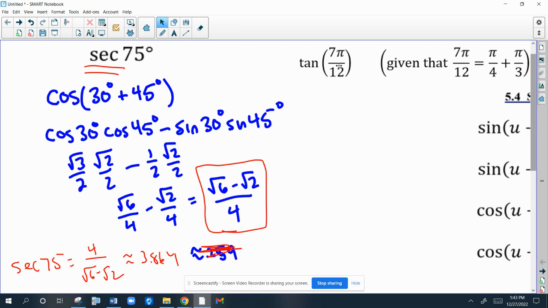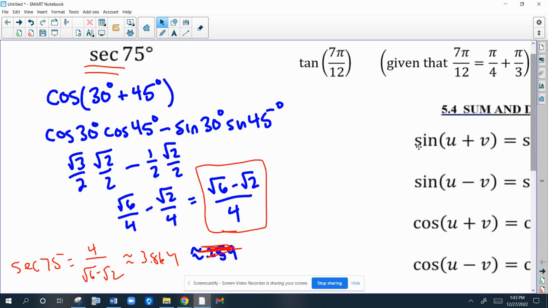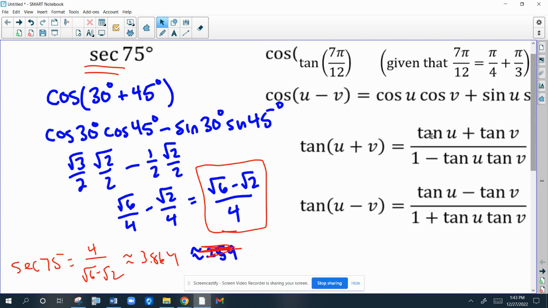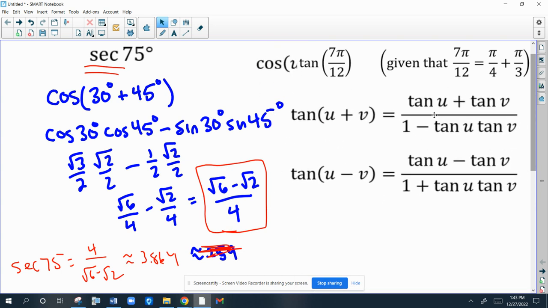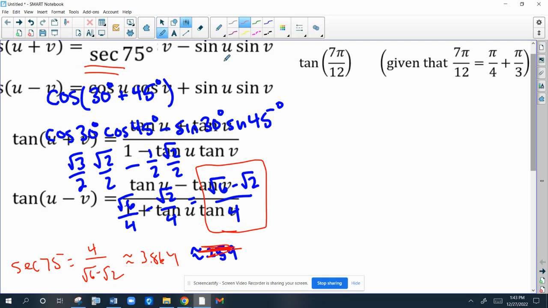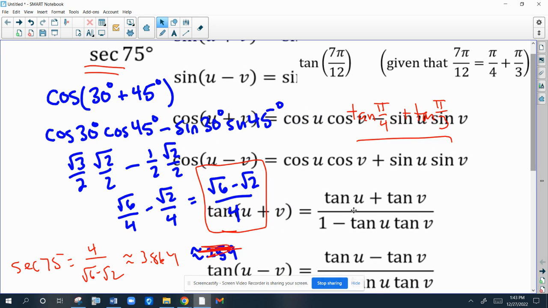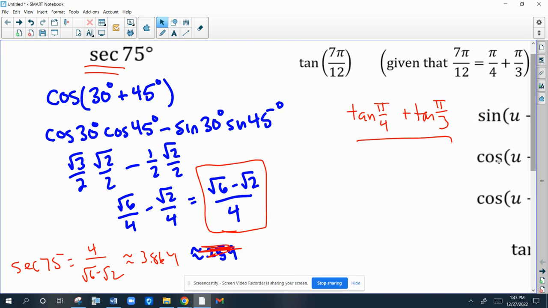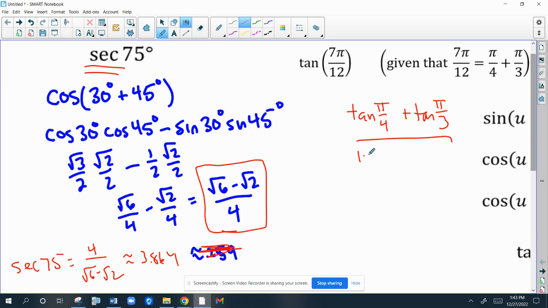So tangent of 7 pi over 12 is pi over 4 plus pi over 3. So we have to look at the tangent of the sum of two angles. And it's right here: tan u plus tan v over 1 minus tan u tan v. So that's a multiplication on the bottom. Up top is an addition.